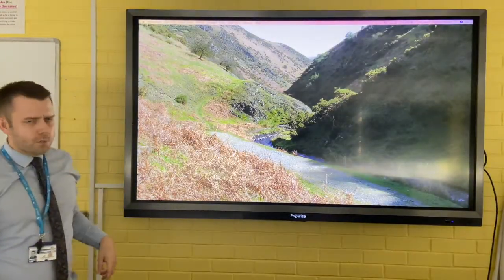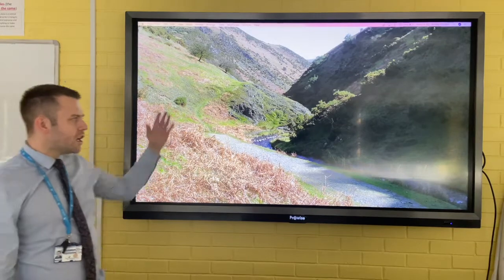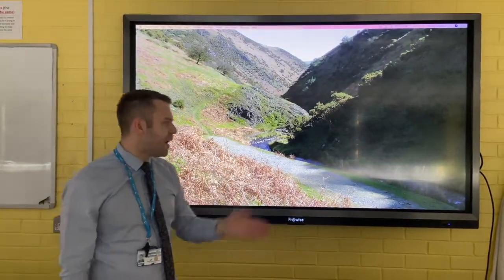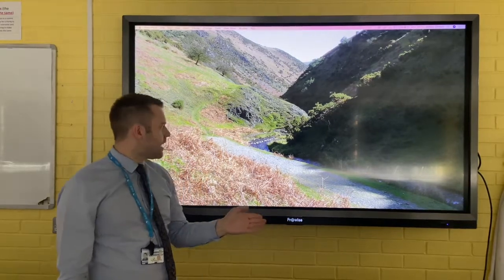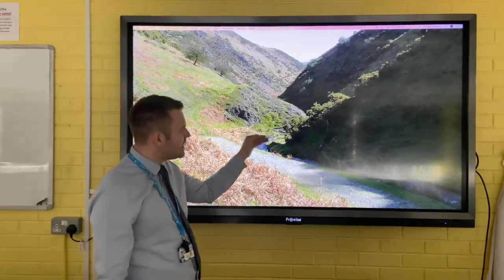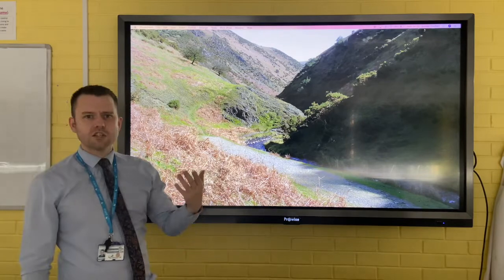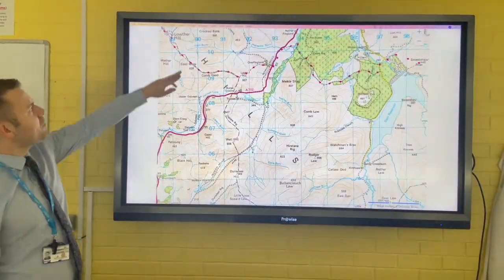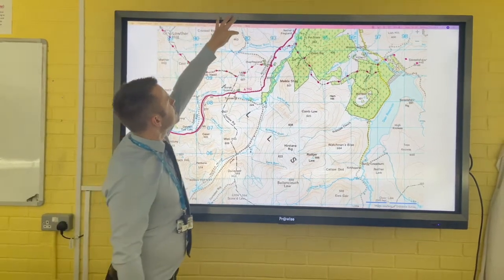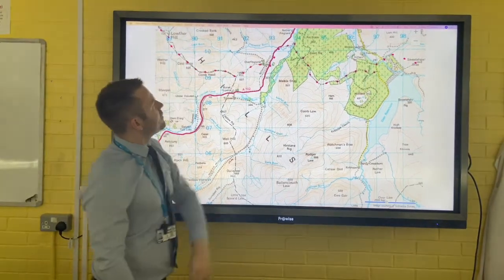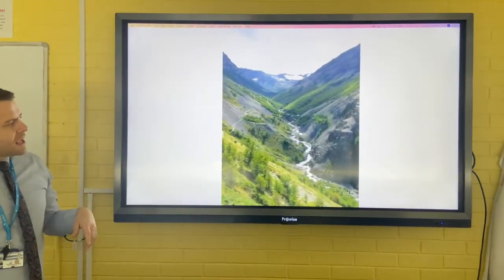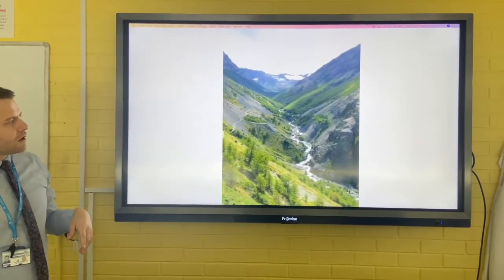The next landform is interlocking spurs. A spur is basically a steep hill at the side of a river. As the river travels downstream, it takes the path of least resistance where the rock is softest, and this forms interlocking spurs. If we look up here, you can see the river with the interlocking spurs on this OS map. And here is an aerial photograph of interlocking spurs.